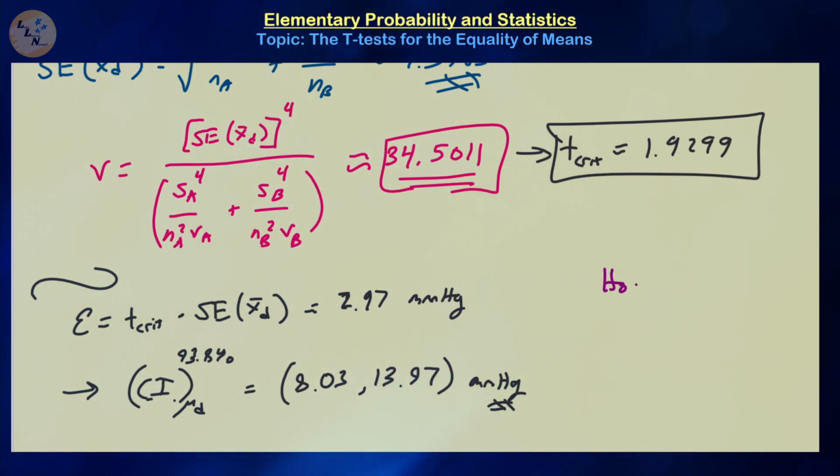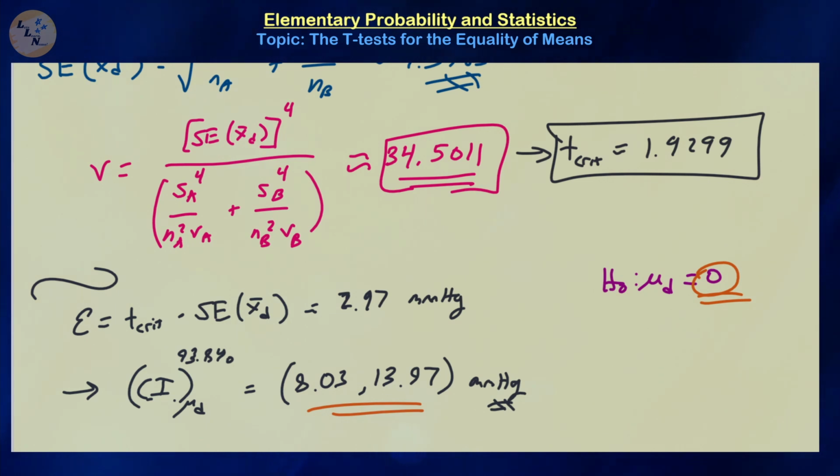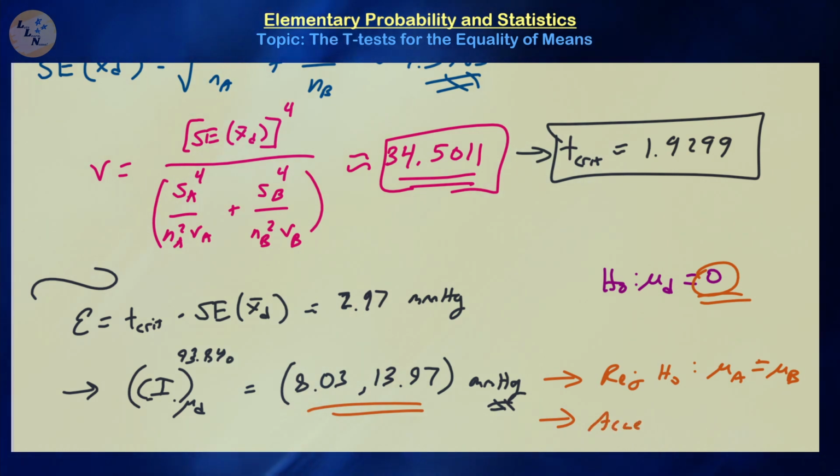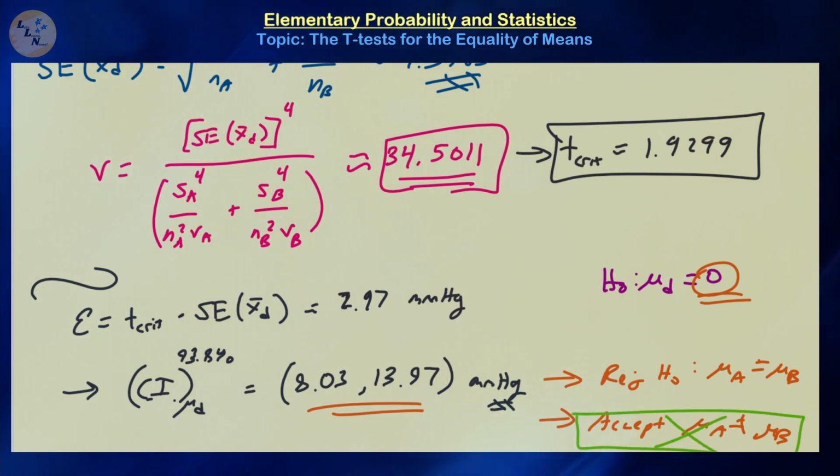So keep in mind, the null hypothesis was that mu d is equal to 0, i.e. there is no significant difference between them, so therefore we only need to compare 0 to this interval. Since 0 does not belong to that interval, we have evidence to believe that there is a significant difference, that mu A does not equal mu B, right? So we reject this claim. Some people will say we accept that mu A does not equal mu B, or somebody may even say that mu B is significantly greater than mu A or something like that. But of course that conclusion is optional.